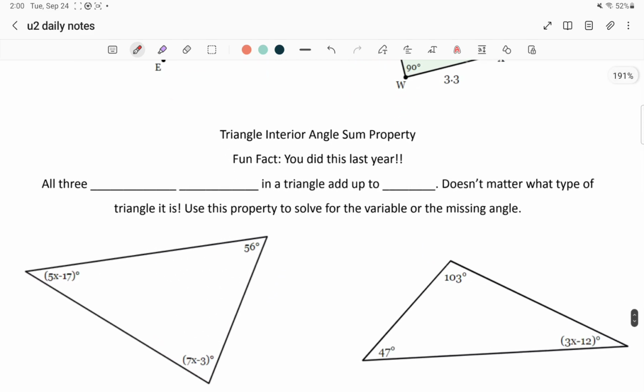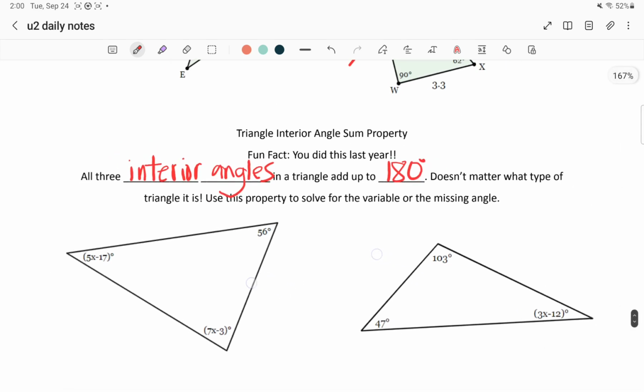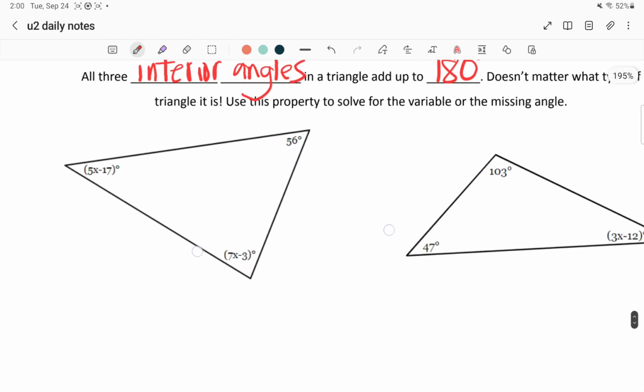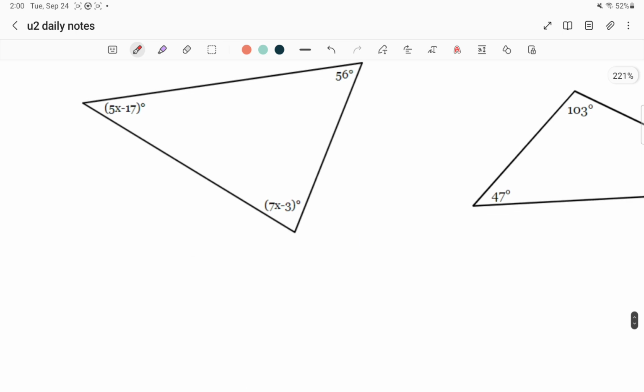Second section is the triangle interior angle sum property. This property, so here's our first quality of a triangle. This is something that happens with all triangles that is awesome, okay? All three interior angles add up to 180 degrees. Doesn't matter what type of triangle it is, but because of this, we can use this to solve for variables or solve for a missing angle.